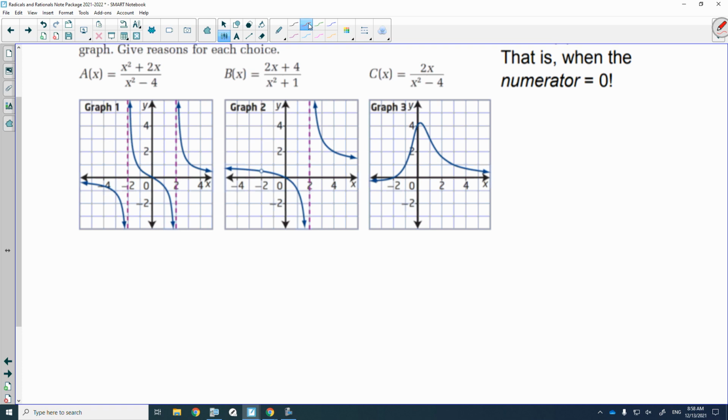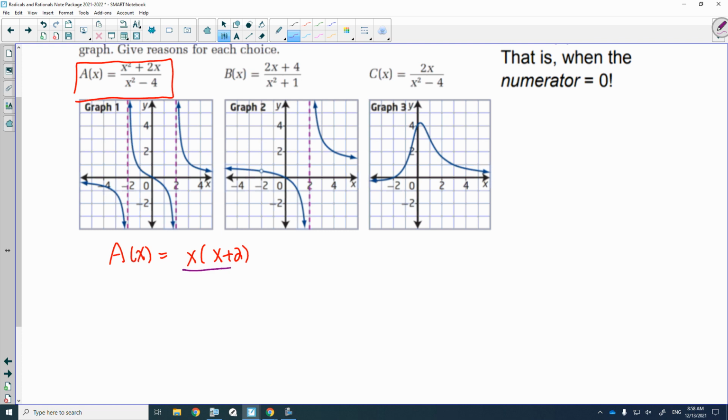So let's start with this guy. Okay, so if I gave you that function, a of x is equal to, remember we always factor. So you've got to factor that numerator and factor this denominator. What I could factor from the numerator is a GCF of x. So take out an x, and we're going to have x plus 2.